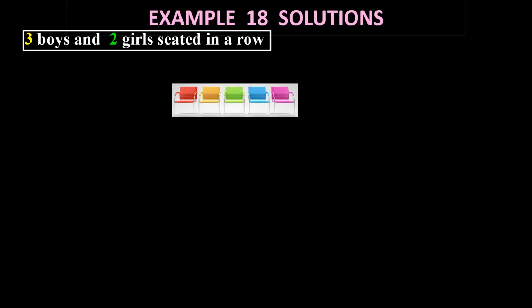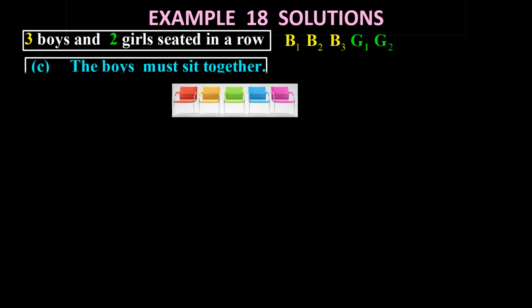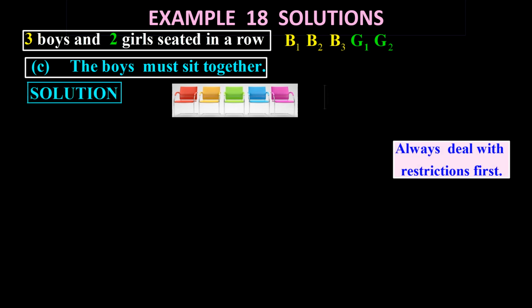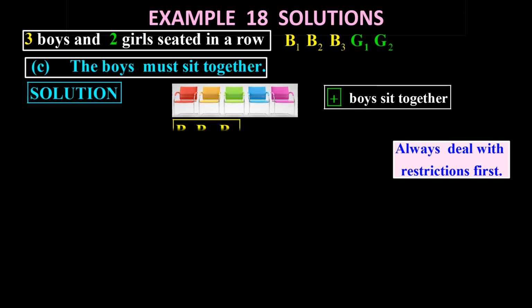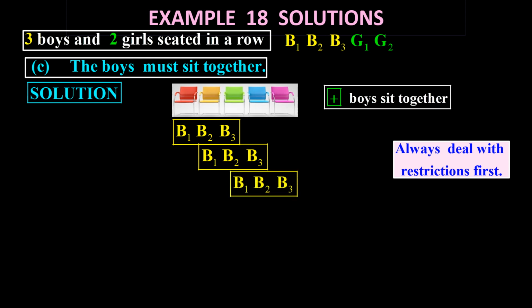Let's look at the example again and look at the third question. The boys must sit together. There's the 3 boys and the 3 girls. So there's a restriction here with the seating arrangement, and this is a positive restriction. The boys must sit together. So the 3 boys must sit together. How can they sit together? They can occupy the first 3 seats, or they can occupy the middle 3 seats, or they can occupy the last 3 seats. That's the only way they can sit together.